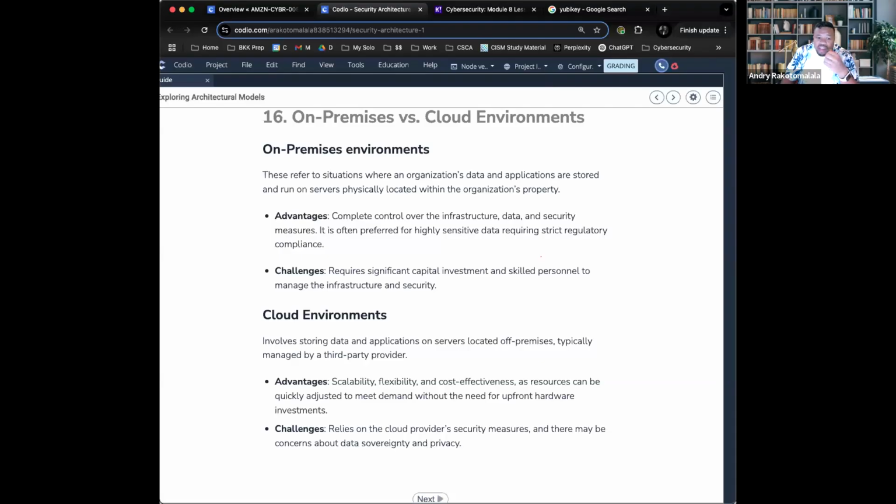The advantage of that is the overall element of control. Now, this is typically used more often than not when you're dealing with highly sensitive data, and when you really want to restrict access, typically for regulatory compliance. Now, this is very expensive. So I think we talked about that before. And you do need to have very specific personnel that are able to configure, update, and work with these on-prem devices and environments.